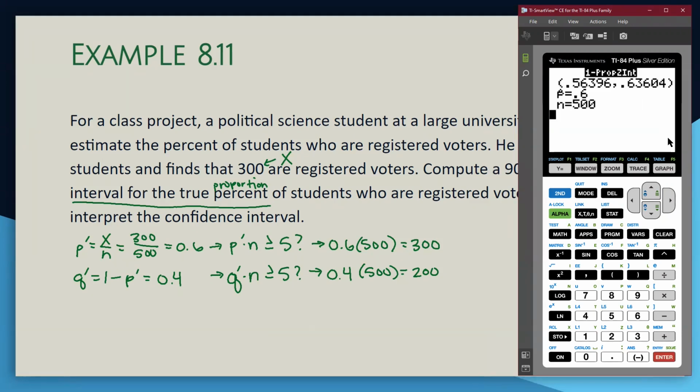And you can see that it's going to spit out that p prime. It calls it p hat. So it spits out that sample proportion that we calculated and our sample size, and it tells us our interval is 0.564 to 0.636.